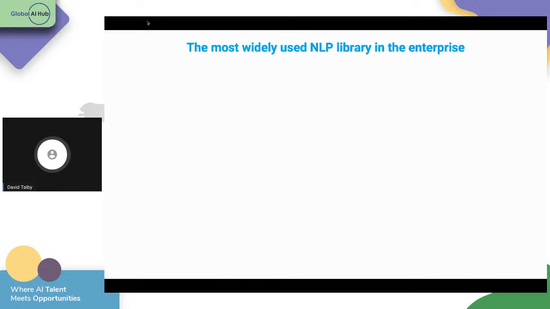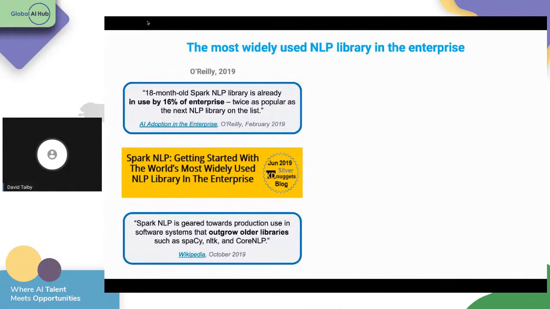Spark NLP became recognized as the most widely used NLP library in the enterprise in early 2019 with the large O'Reilly AI adoption in the enterprise survey that they do every year with practitioners from around the world. And there it was, I think, twice as popular as the next NLP library on the list. And there were several other surveys and industry outcomes in 2019 that said basically the same thing.